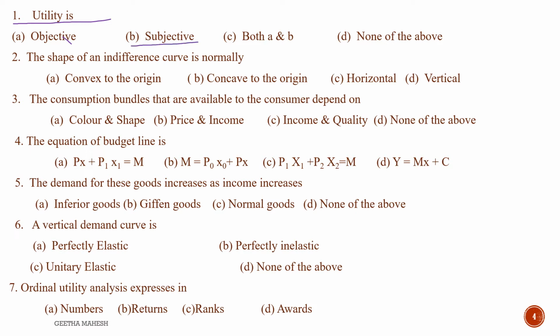Dear students, utility is objective, subjective, both A and B, none of the above. It is subjective as it is related to human psychology. Shape of indifference curve is normally convex to the origin, concave to the origin, horizontal or vertical. As we know that indifference curve slopes from left to right downwards, so it is convex to the origin.